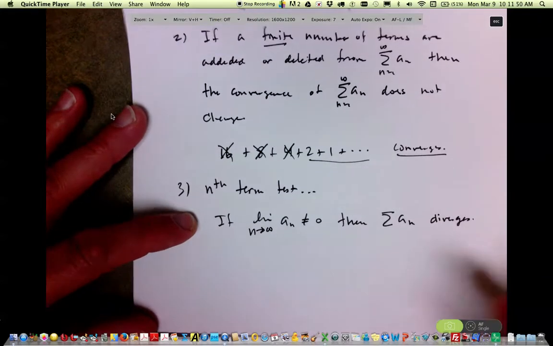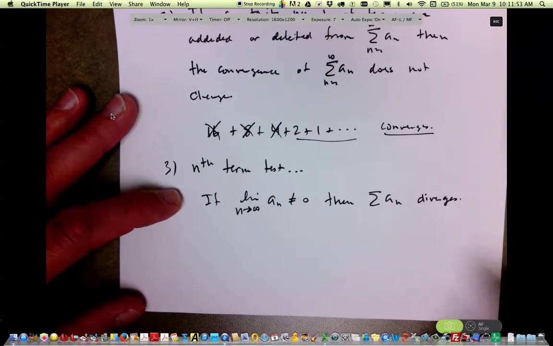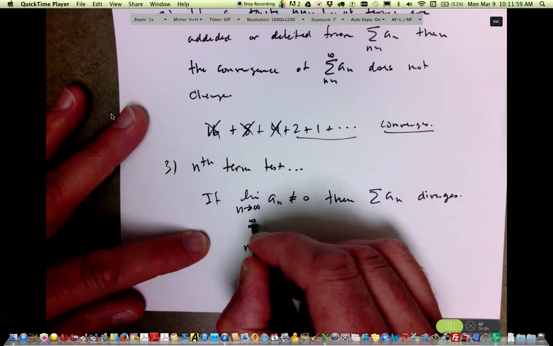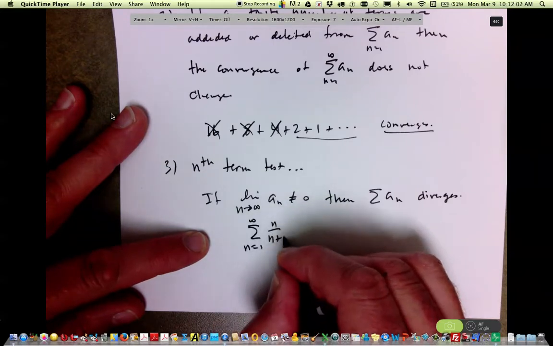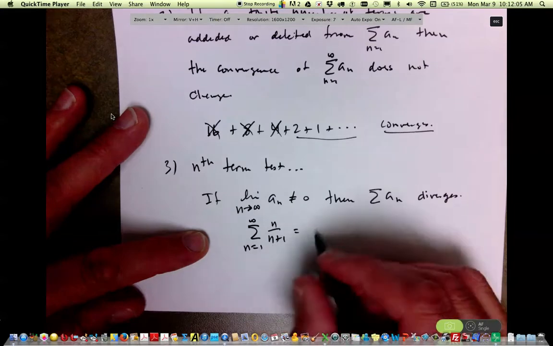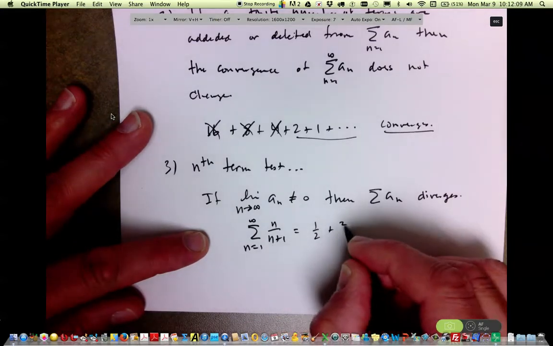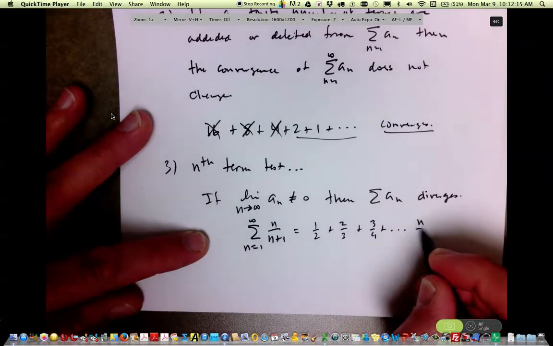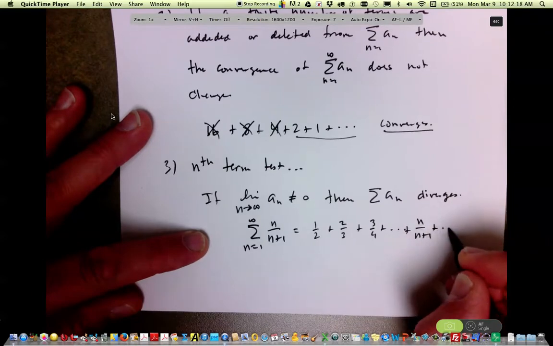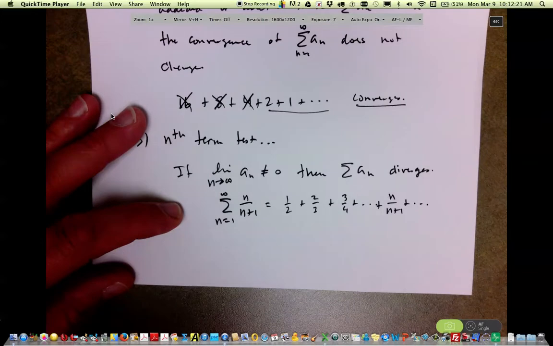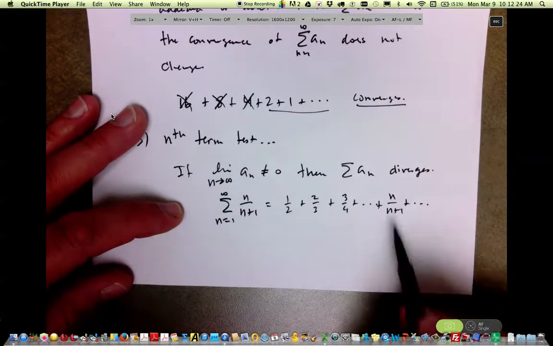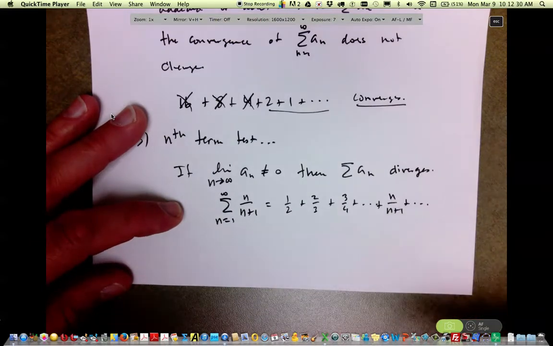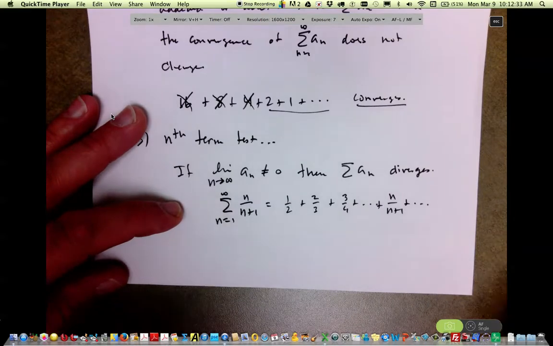Okay, if the nth term doesn't go to 0, the series is going to diverge. For example, if we took the sum as n goes from 1 to infinity of n divided by n plus 1, if we think about what these terms look like, this is going to be a half plus 2/3 plus 3/4 and so on. The nth term here is n over n plus 1, and we continue to add an infinite number of terms like this. This number is getting pretty close to 1, so eventually this series is going to act like adding 1 plus 1 plus 1 plus 1 plus 1, which is just going to go to infinity.